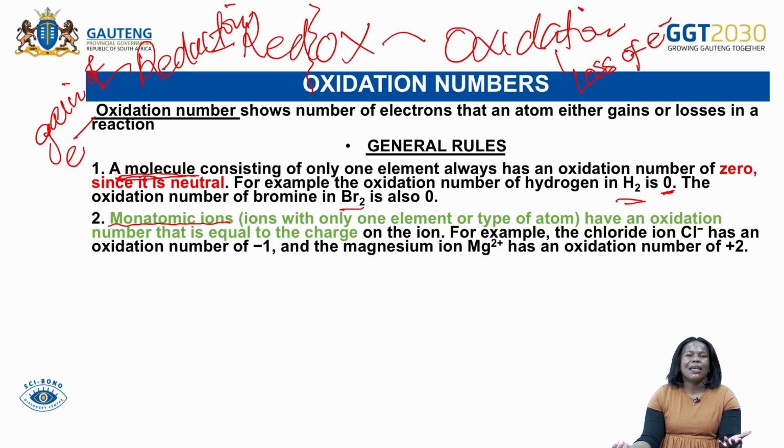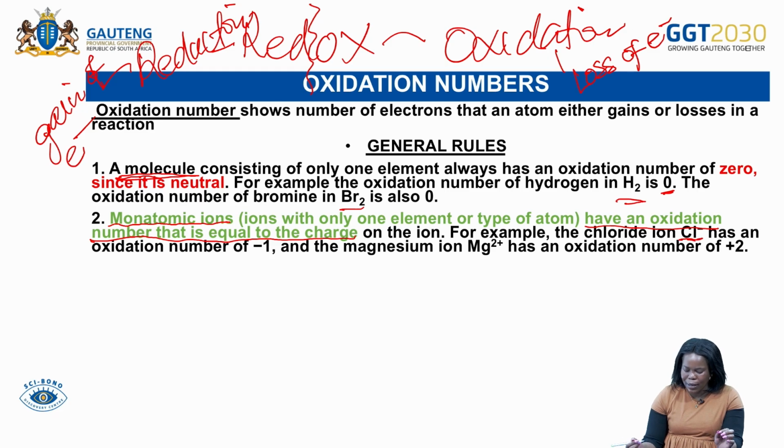So we say that they have an oxidation number which is equal to the charge. That is very important to note. So we say they have an oxidation number that is equal to the charge of the ion. What do we mean by that? Let's look at an example. So let's look at chlorine.